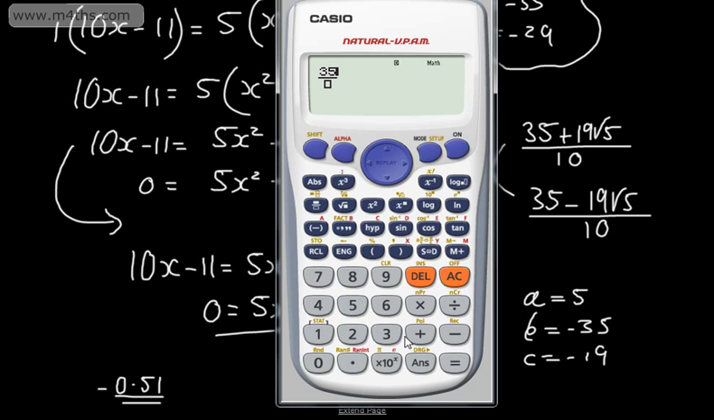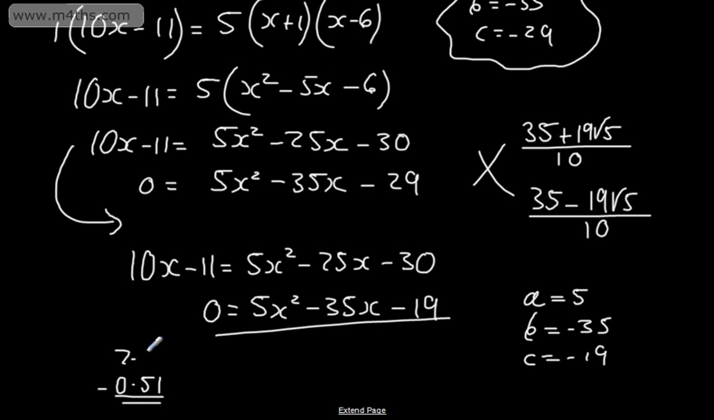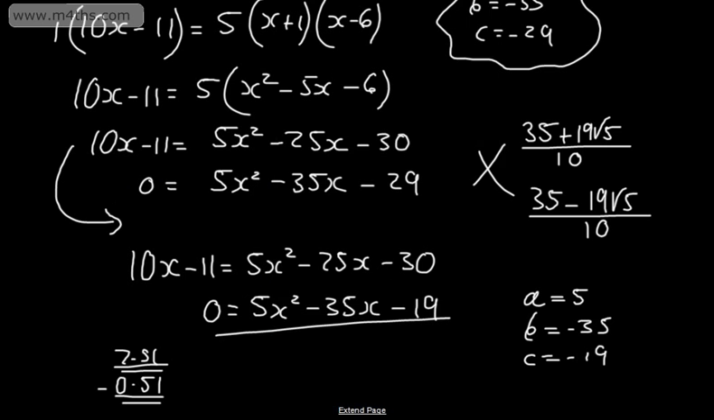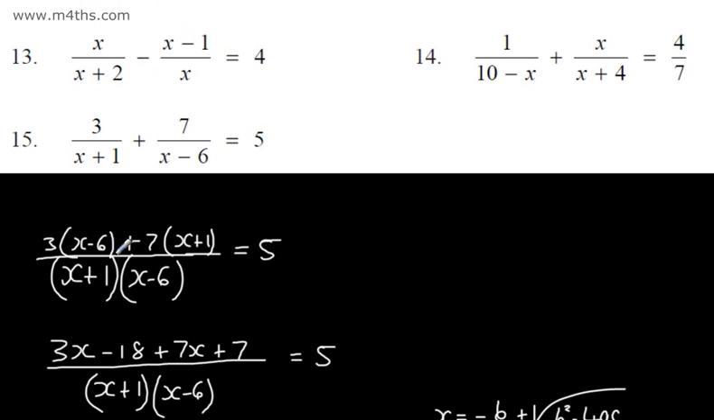Let's do 35 plus the square root of 35 squared. Then we can have minus now 4 lots of a, which is going to be the 5, times by the c, which is negative 19, and this is all over 2a, so that's going to be 10, and that gives us the first one, 7.51. So back where we were, so 7.51. So let's now just store this in the calculator. So shift store a. Let's see if this works. We'll go ahead and check this now, and we will do that one.